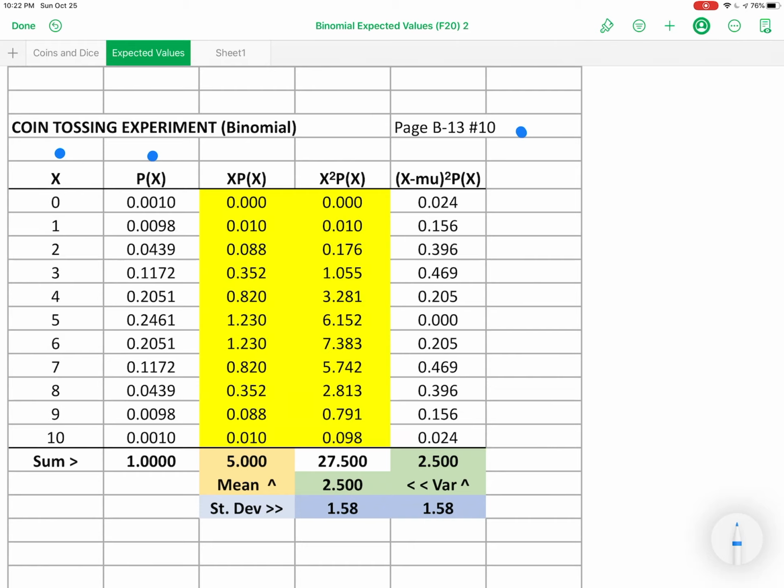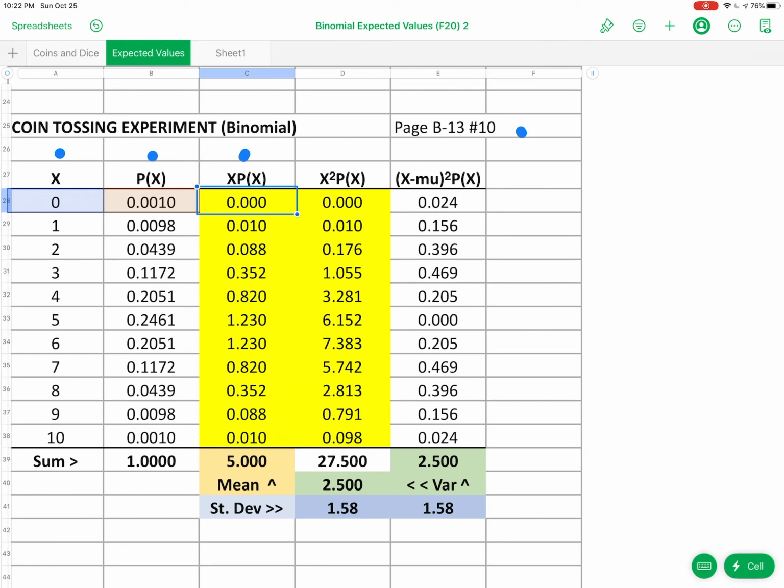And so what you do then is you multiply each x times its p of x. So 0 times 0.001, of course, is 0, and then 1 times that, and I've just rounded that to 3 decimal places, 2 times 0.04 is 0.08 something or other, and all the way down here. And if we sum those up, remember that the mean is equal to the sum of the x's times the p of x's, then we get 5, which is simply equal to n times p.